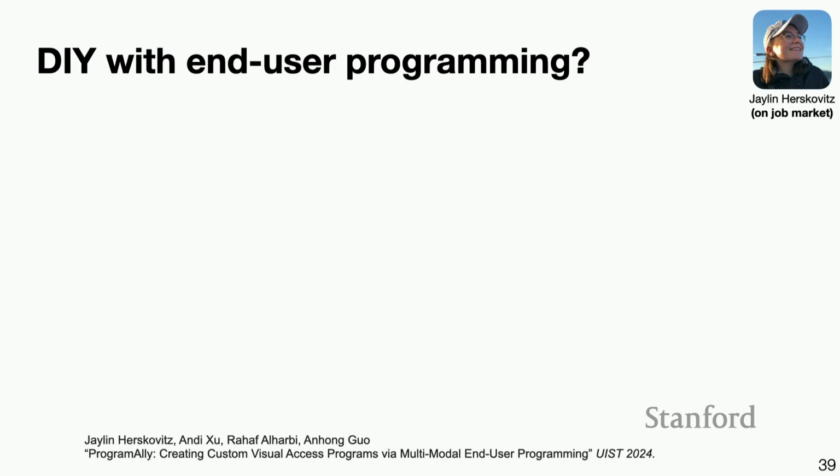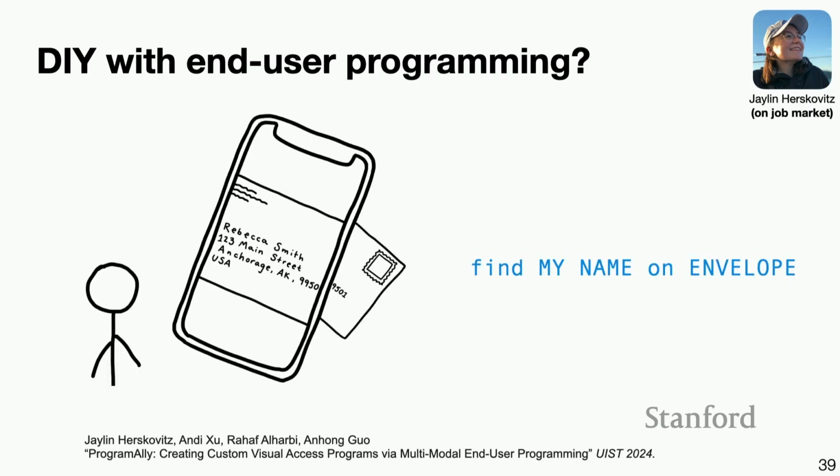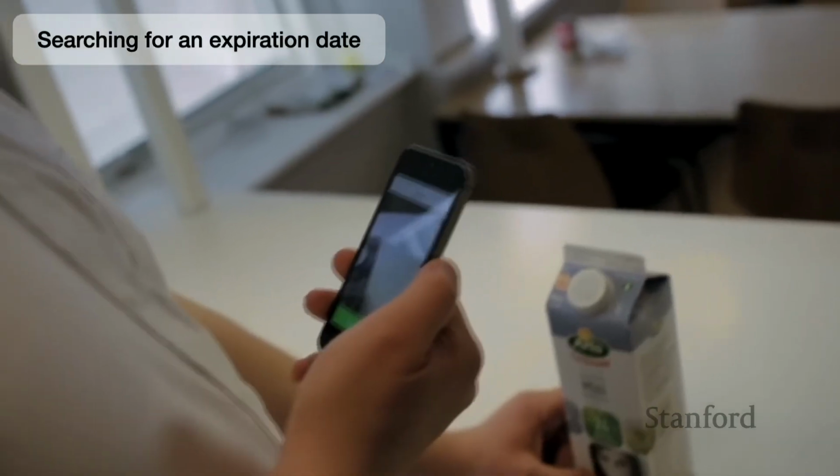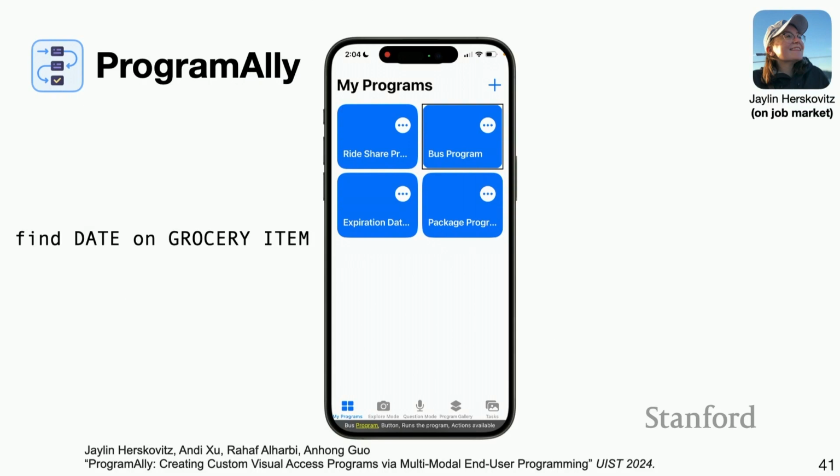That's what we investigated in our recent work, so that blind people could create filters such as "find my name on envelope" to filter for just their name, or in the case of sorting groceries, they can create something like "find date on grocery item." So let me show you, once this program is created, how does it work?